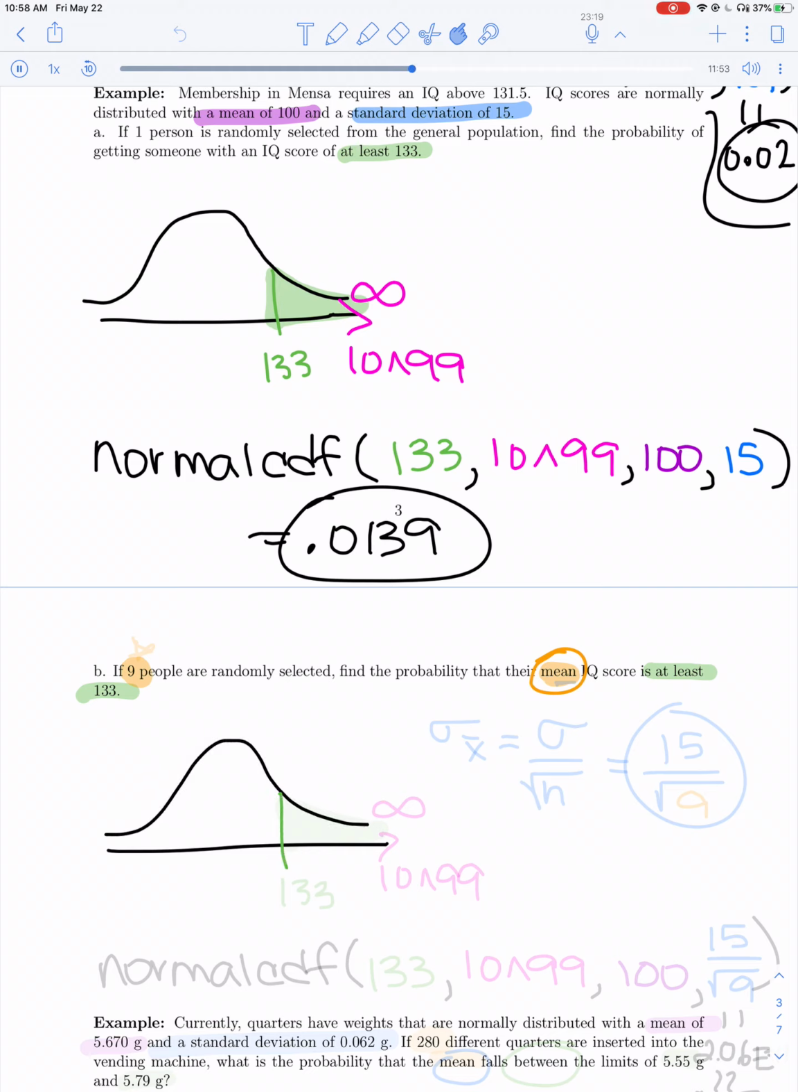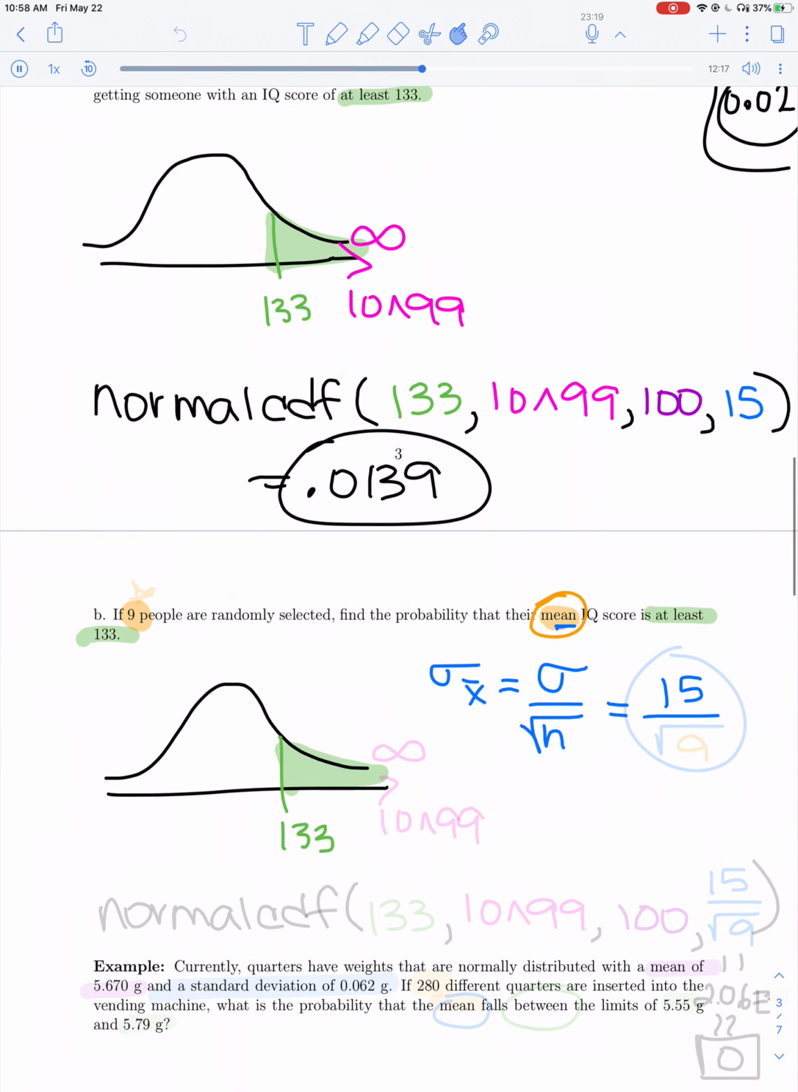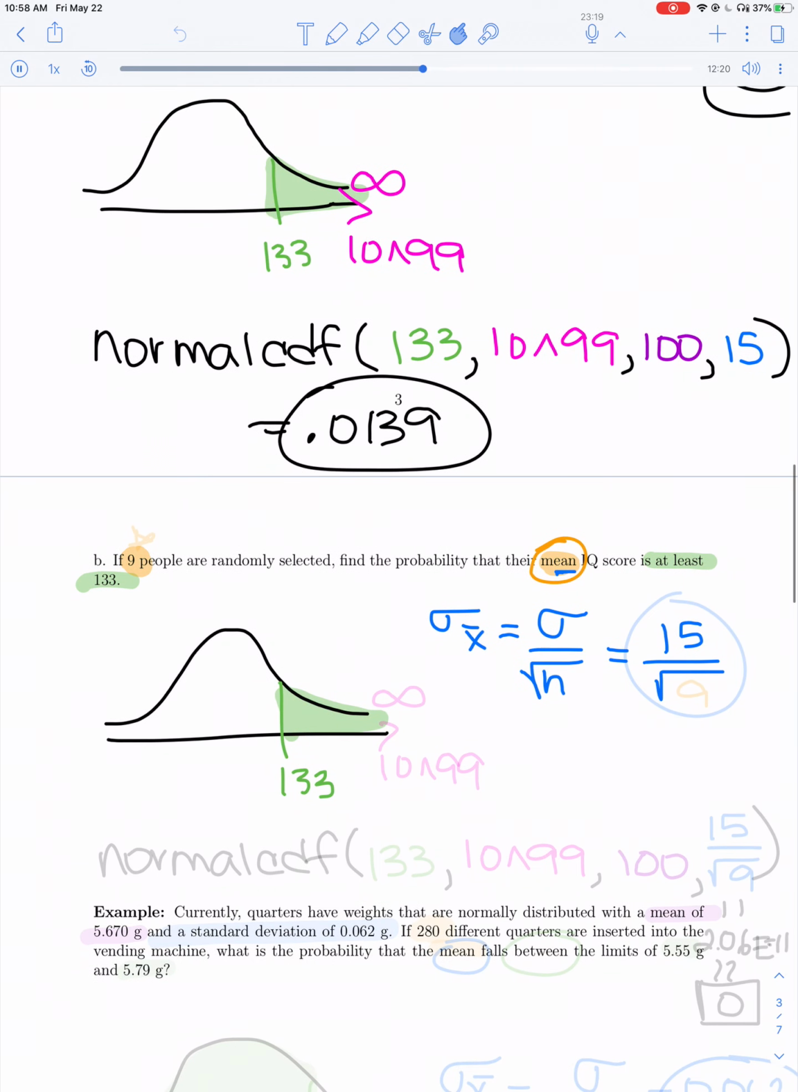We still have our 133. We still said at least 133, so it's going to be the same exact picture, to the right. The only difference is, because I'm talking about means here, I need to calculate my standard deviation of the means by taking the standard deviation and dividing by the square root of n. We already said the regular standard deviation is 15, divided by the square root of n, our sample size for these means, which is 9.